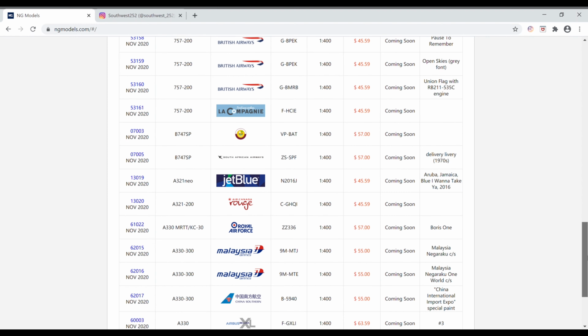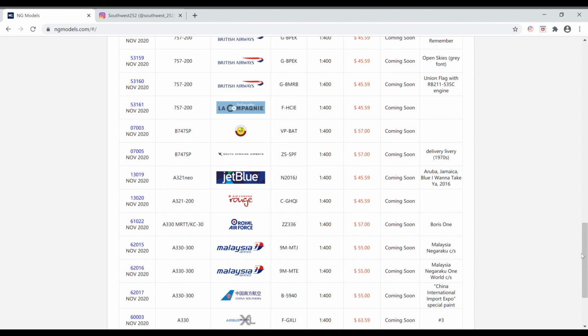And next up is the Airbus Beluga XL A330. The registration is Foxtrot-Golf X-Ray Lima, India. It is 6359. This is the third one. And the item number is 60003.